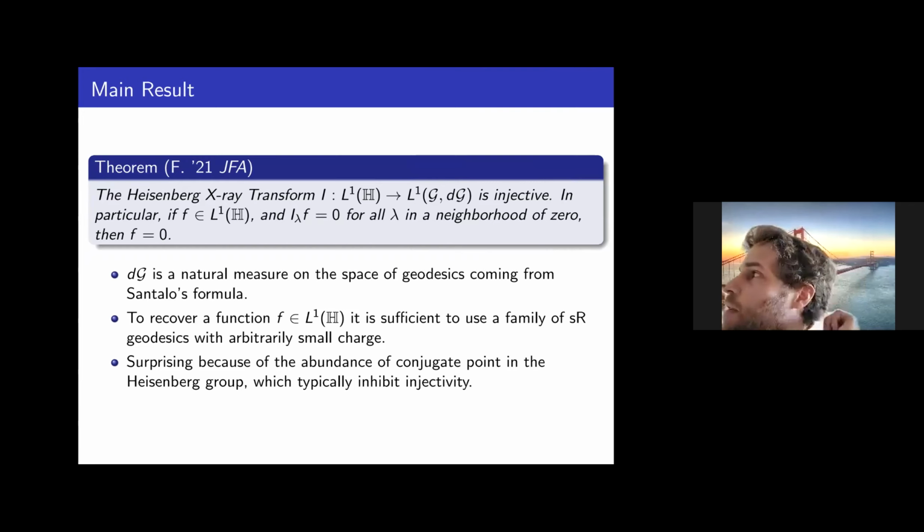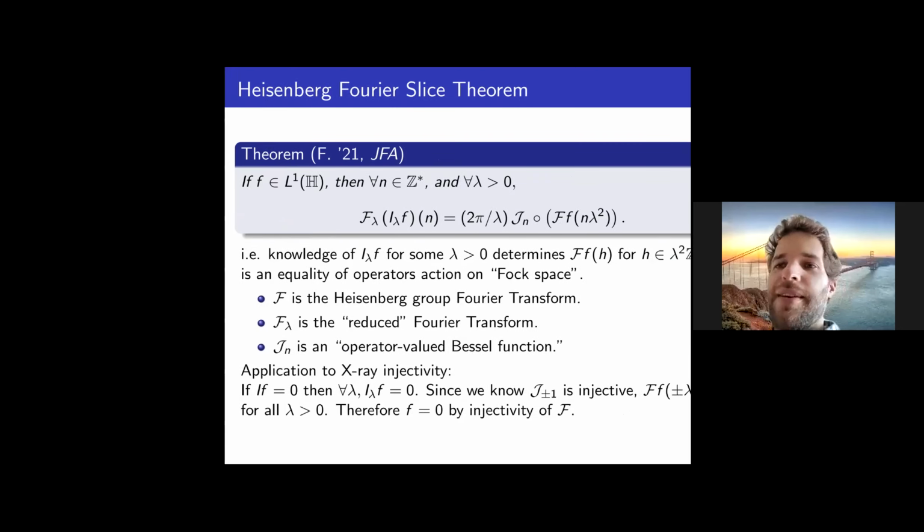Strichartz actually, for this case, when lambda equals 0 and we're just integrating over straight lines, was able to write down a spectral decomposition of this operator and found that it has a non-zero kernel. So we do indeed need some positive lambdas to recover this function. Okay. Thanks for asking.